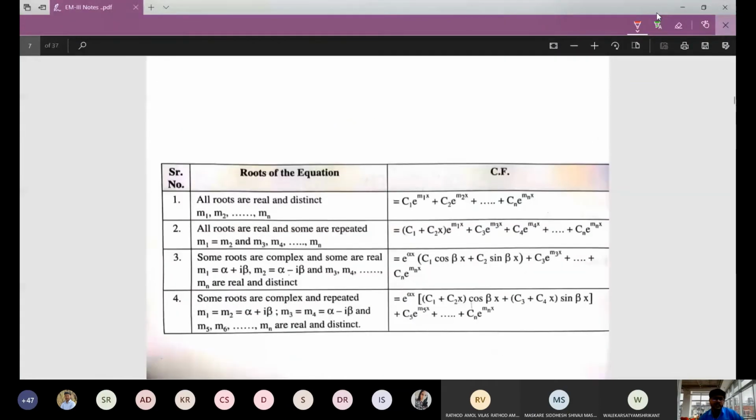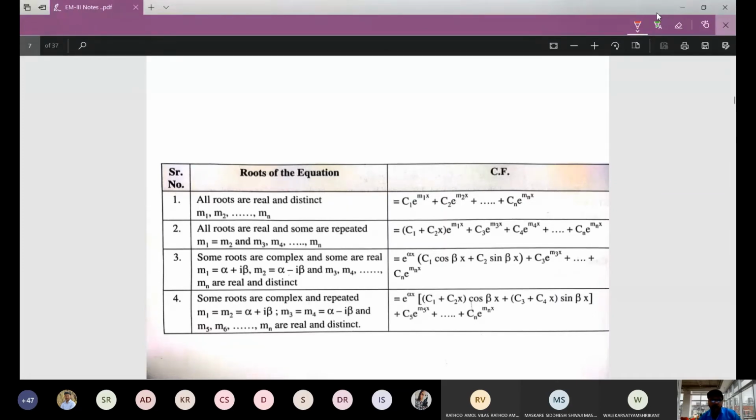The first case is all roots are real and distinct, for example m1, m2, up to mn. In that case we write the solution as c1 e to the power m1 x plus c2 e to the power m2 x, and so on up to cn e to the power mn x, because all roots are real and distinct, and that's why we write the solution in this exponential form. And the second is all roots are real and some of them are repeated.